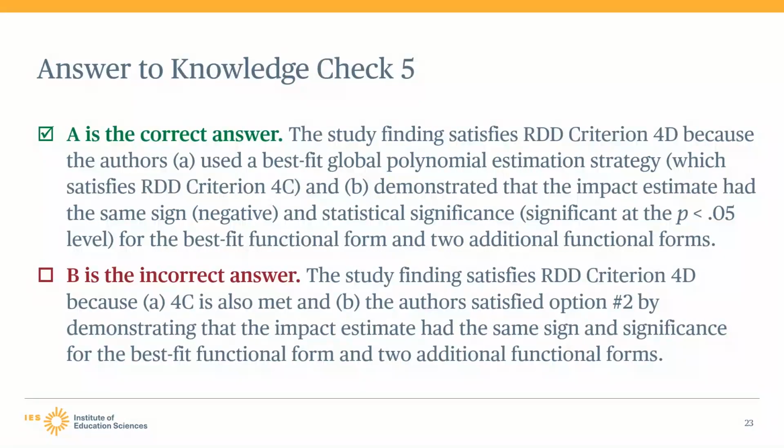The correct answer is A. Based on the information provided, RDD criterion 4D is satisfied because the authors used a best fit global polynomial estimation strategy, and the authors demonstrate that the impact estimate has the same sign and statistical significance for the best fit functional form, as well as 2 additional functional forms. Thus, this study would satisfy criterion D of the functional form and bandwidth standard.